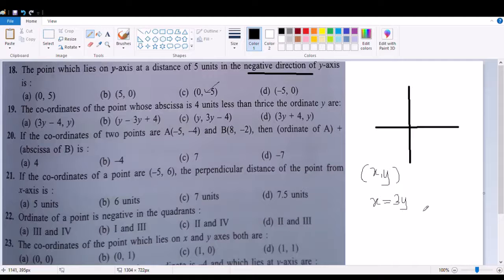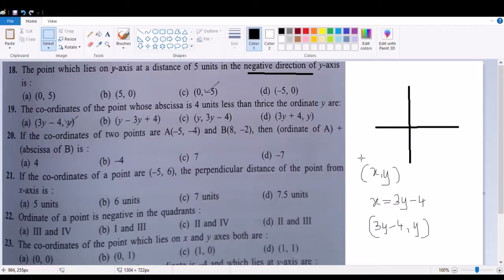4 less than means what? So 3y minus 4. That will be x. So you have to find the coordinates, so instead of x you have to write 3y minus 4. So our answer is 3y minus 4 comma, and the y coordinate you write as y. So the answer is 3y minus 4 comma y. So the answer is the first option. Then the next question.